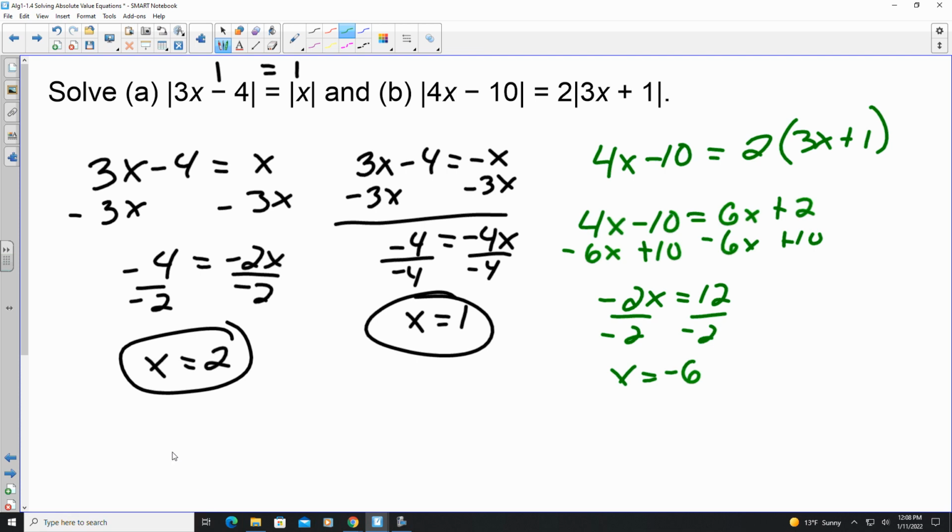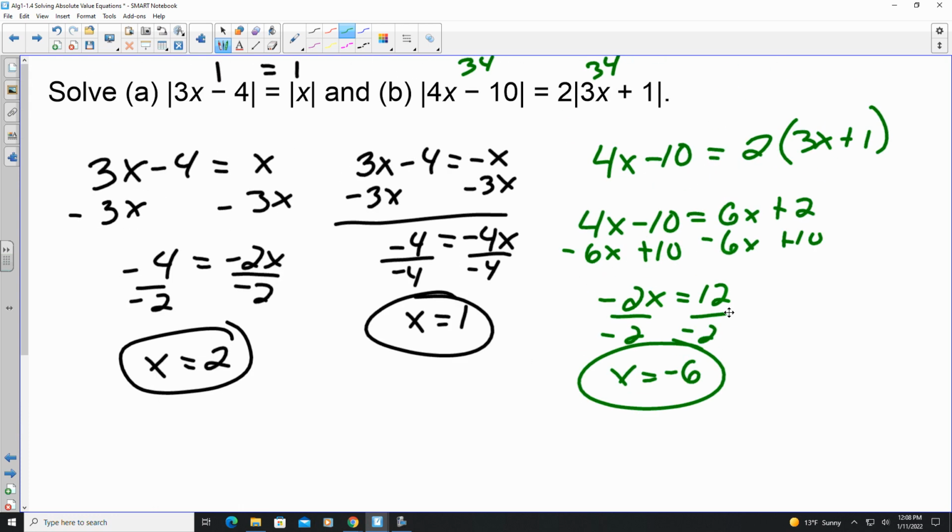Now what I'm going to do is, let's take a look at negative 6 if I plug it back into the original expression. So if I got negative 6 times 4, I get negative 24 minus 10, I get negative 34. Absolute value of negative 34 is 34. If I go over here, 3 times negative 6 is negative 18 plus 1, negative 17. But the absolute value of negative 17 is 17, and 17 times 2 is 34. So that checks out. So negative 6 is, in fact, a solution.